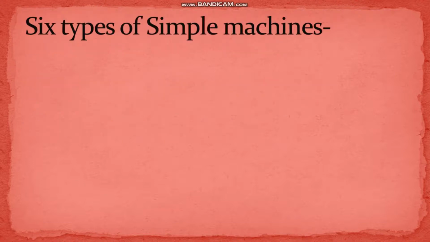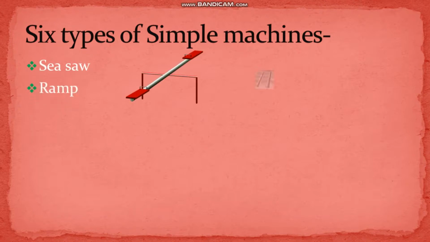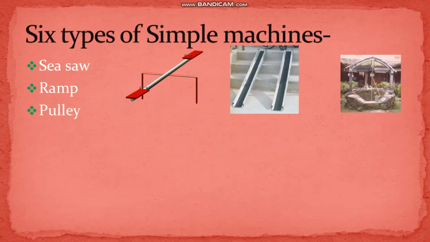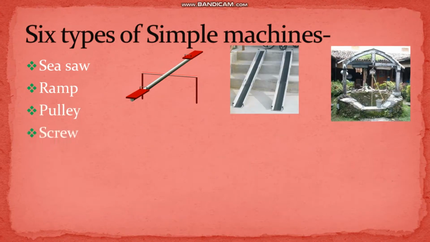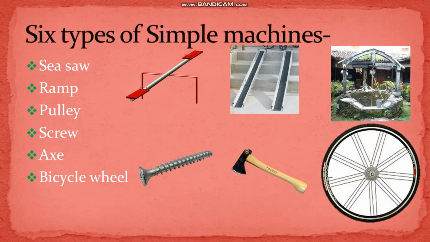Now in this lesson we are going to study the 6 types of simple machines. The first one is the seesaw, the second is the ramp, the third is the pulley, the fourth is the screw, the fifth is the axe, and the sixth is the bicycle wheel. So these are the types of machines.